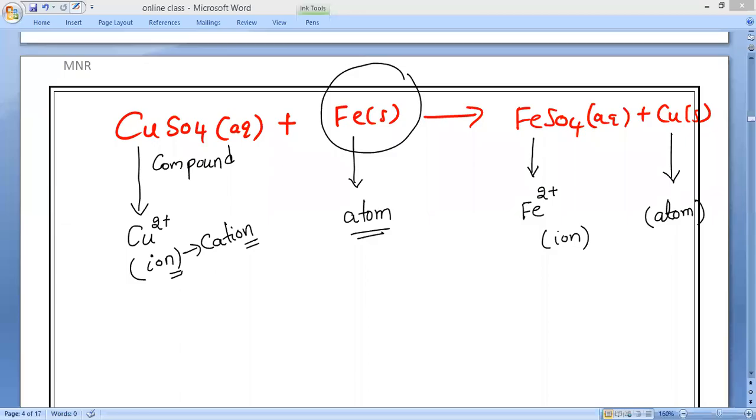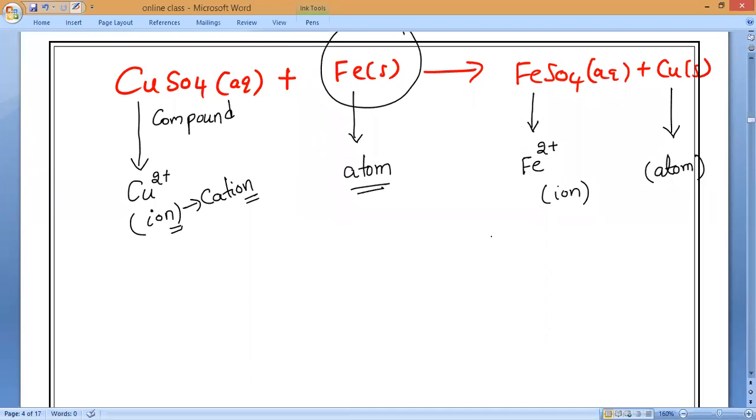So observe very carefully here. We are talking about only cations. Are we talking about any anions? No. Who is the anion here? Sulfate. Yes or no? So sulfate.